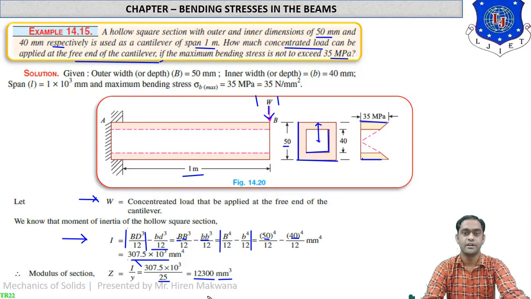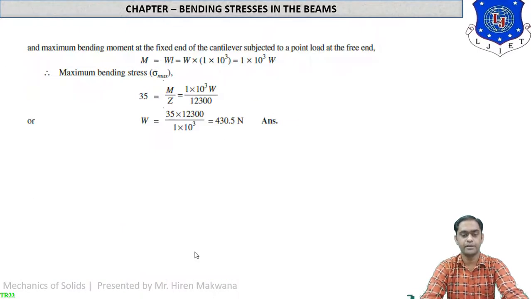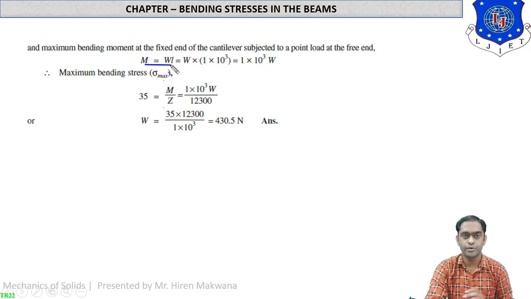Now we are interested in finding the load W. So our main equation is for the bending moment and bending stress. So M equal to W into L because the cantilever beam is subjected to a point load at the free end. So W into L means W into 1 into 10 raised to 3. 1 meter is given to you. So 1 into 10 raised to 3 mm. So the final answer is 1 into 10 raised to 3 W, the value of the bending moment.